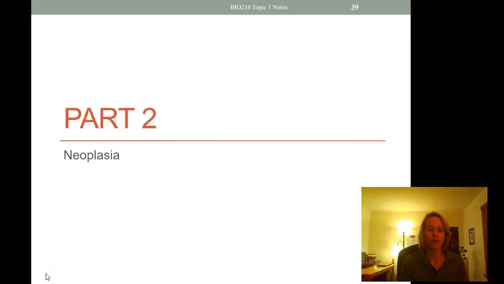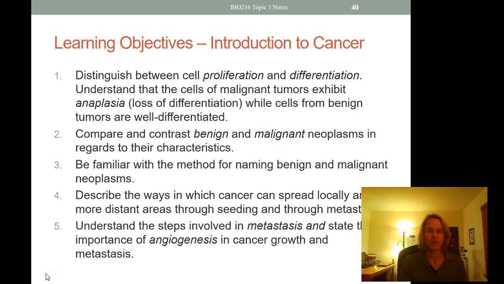Welcome to Topic 1, Part 2. Here we're going to talk about neoplasia or cancer. Once again, you'll want to familiarize yourself with the learning objectives for each section and make sure you can answer them.